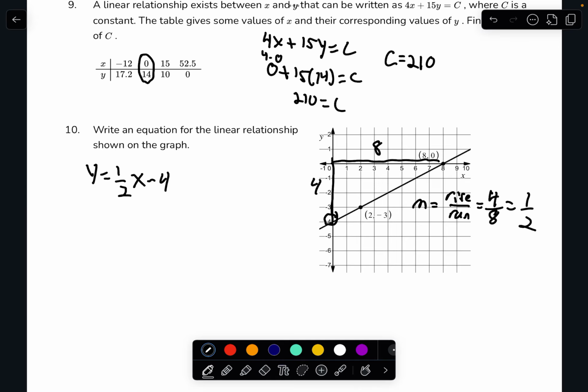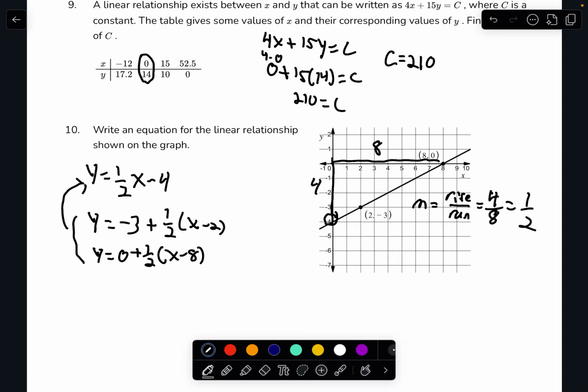You could also use point-slope: y equals negative 3, that's y1, plus 1/2 times parentheses x minus 2. That's another equation that works. And you could use the third point, 8, 0. So y equals 0 plus 1/2 times x minus 8. If you do the algebraic steps, you will end up with that equation in slope-intercept form. So any of those equations would work because they don't specify.